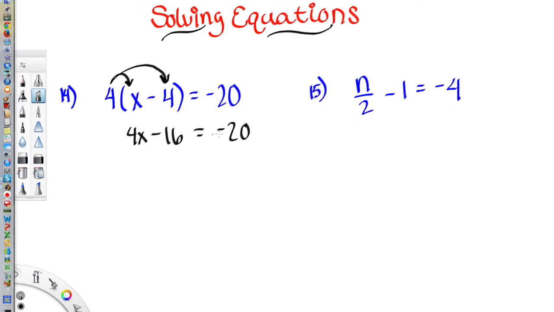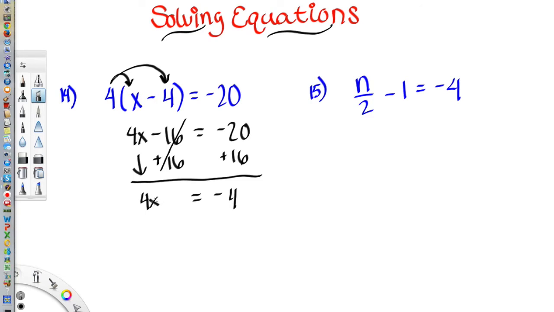Now I have an equation that I can solve. I first have to ask myself, is anything being added or subtracted? And yes, there is. There's a 16 being taken away from our variable. So I need to do the inverse of that, which is add 16. And what I do to one side of the equation I must do to the other to keep it balanced. Okay, my 16s cancel out. I bring down my 4x, and 4x is equal to a negative 20 plus a positive 16, which will be a negative 4.